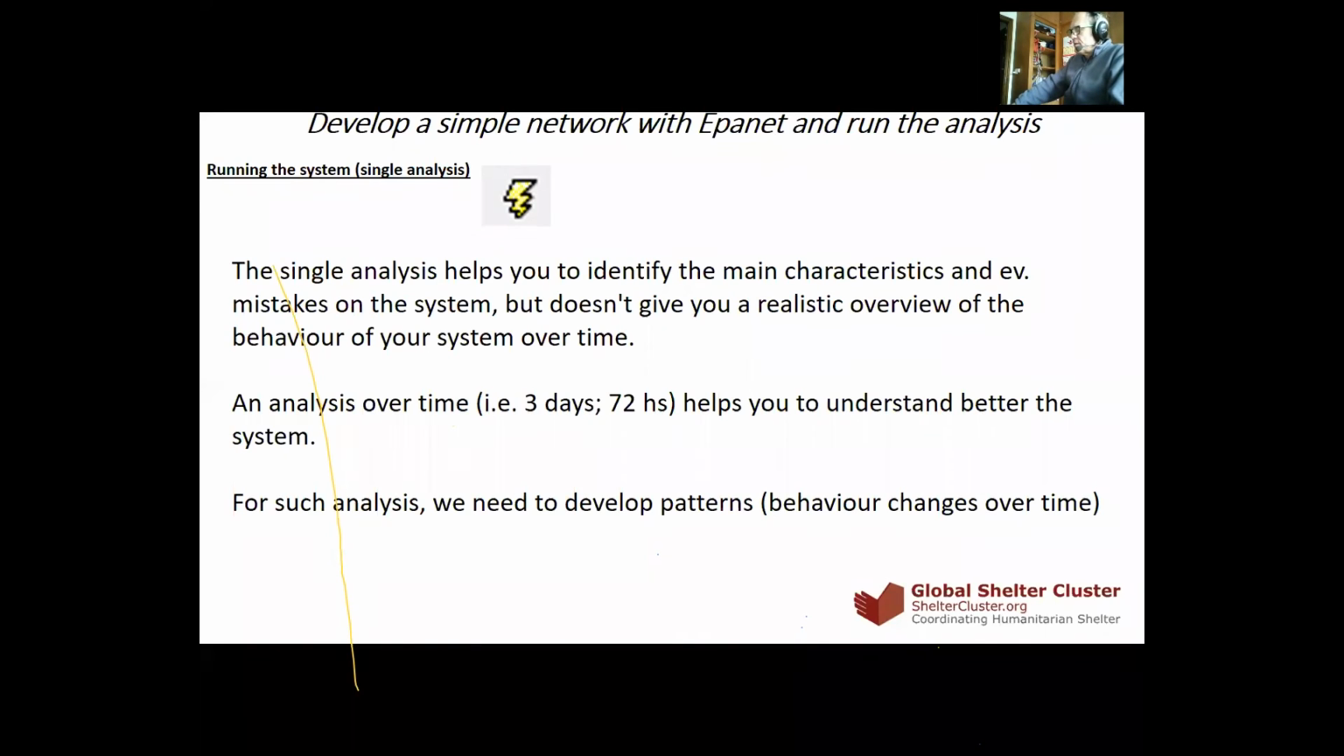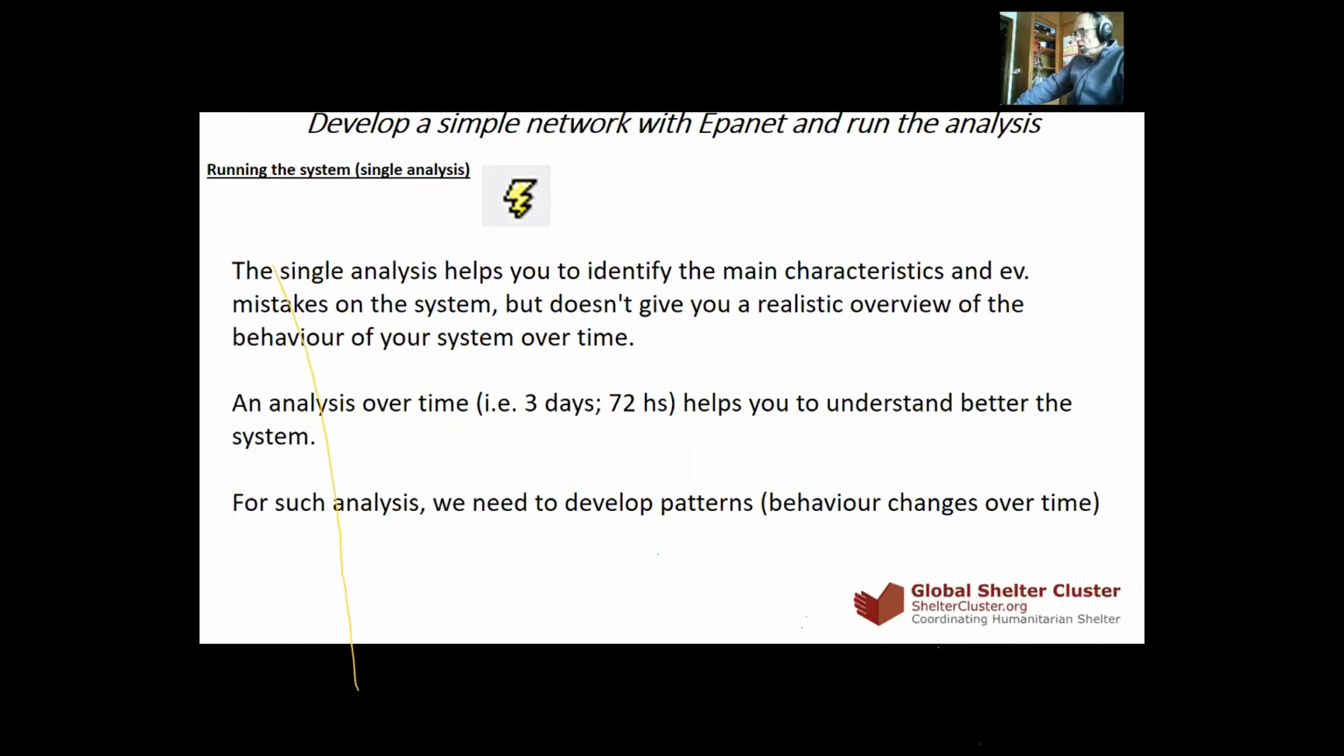Okay, but now, not today, but next week. For today, it's enough, because next week we are going to use the same background map and the same small network, and we will do an analysis over time.